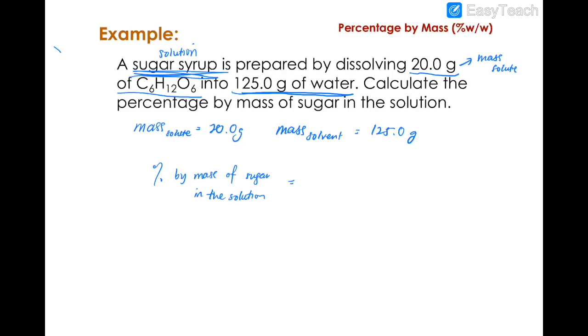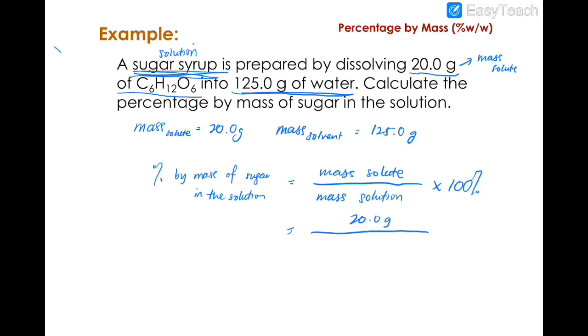Jadi formula yang kamu kena pakai kat sini adalah mass of solute divide by mass of solution darab dengan 100%. Okay, but then yang ada yang kamu sini sekarang ni adalah mass of solute. So mass of solute 20 gram lah. Tapi what about mass of solution, class?